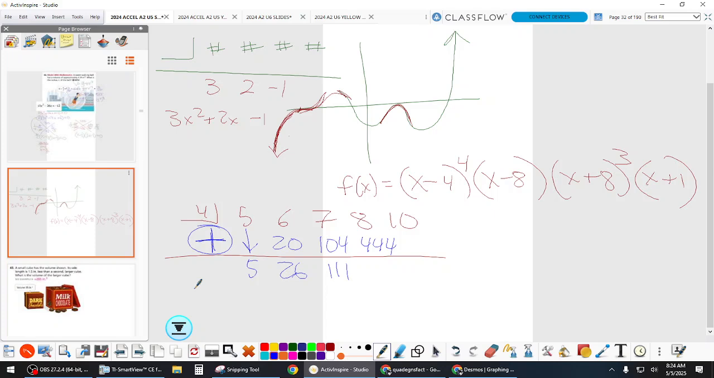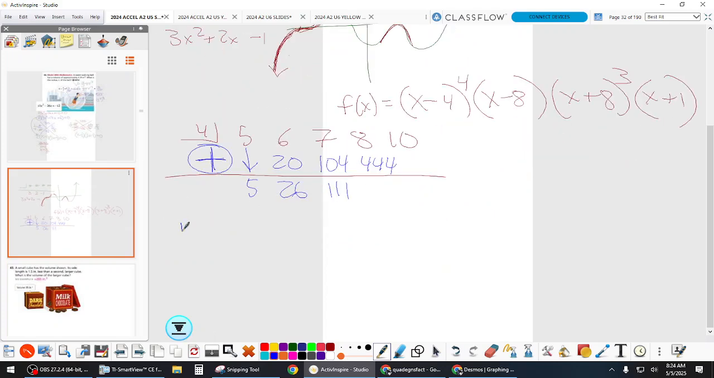Let's say it was 0. What is the factor for this? What's the factor? X plus 4. No, negative. That's the 0. X minus 4.